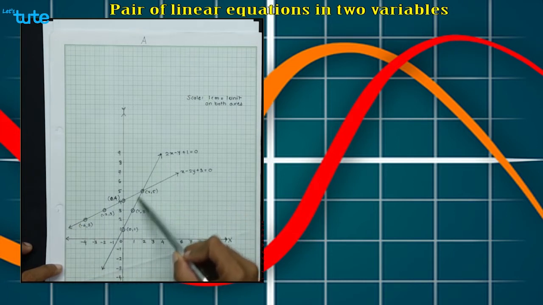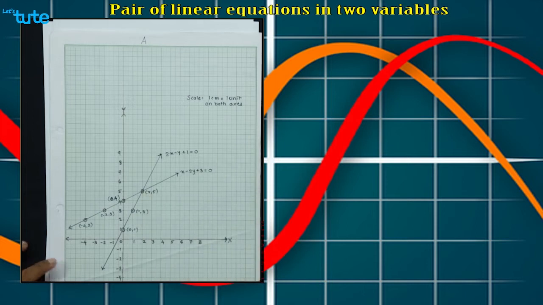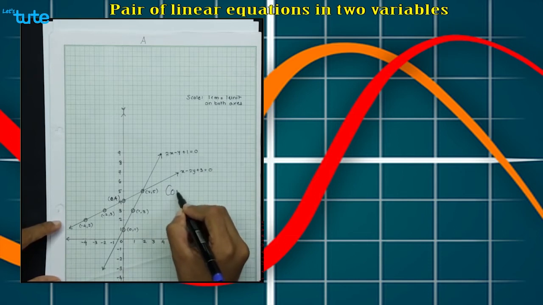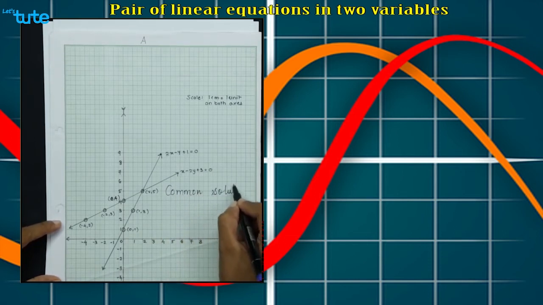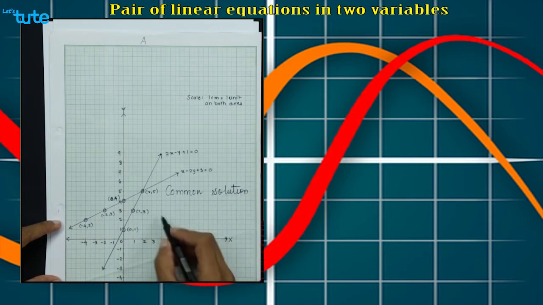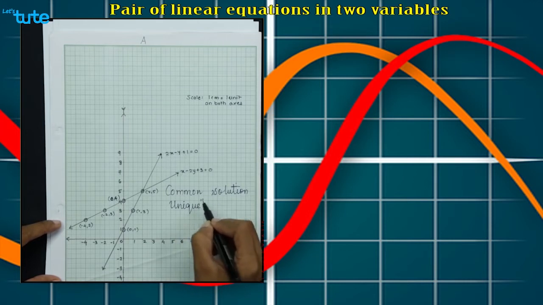These two lines intersect at one single point, meaning this point lies on both the lines, or this point is also known as the common solution for both the lines. It is known as the common solution. Also, we have only one common point, therefore it is known as a unique common solution.